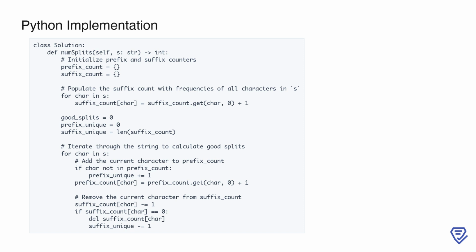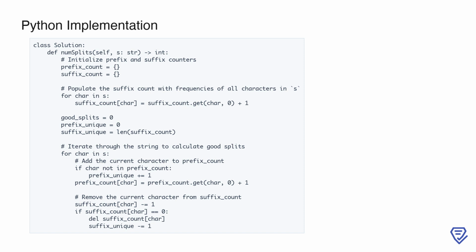Next, we initialize several variables: good_splits to count the number of valid splits, prefix_unique to track the number of unique characters in the prefix, and suffix_unique to track the number of unique characters remaining in the suffix. The value of suffix_unique is initially set to the total number of unique characters in suffix_count. Now, we iterate through each character of the string. For each character, we add it to prefix_count and update prefix_unique if it's a new character in the prefix. Simultaneously, we decrease the frequency of the character in suffix_count.